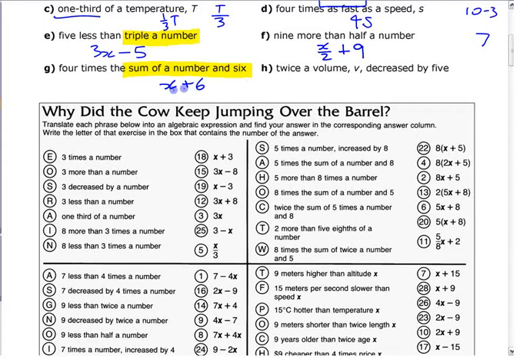x plus 6, but now it says 4 times that much. If it's 4 times that sum, you need brackets here, and then times 4. Okay? 4 times this entire sum, you need brackets around it. It's not right if you just put it like that. Okay?